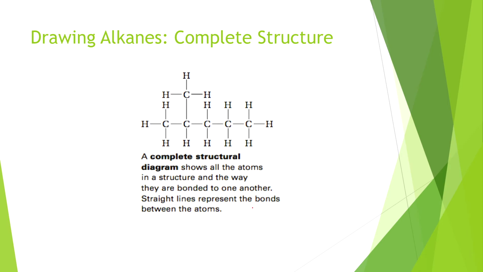As you can see before, I've drawn a lot of these random structures. But now we're going to learn how to actually draw all these alkanes. So the first structure that you probably need to know is called the complete structure. And this is pretty similar to the Lewis structures you guys might have been doing. As you can see here, everything is shown, similar to a Lewis structure.